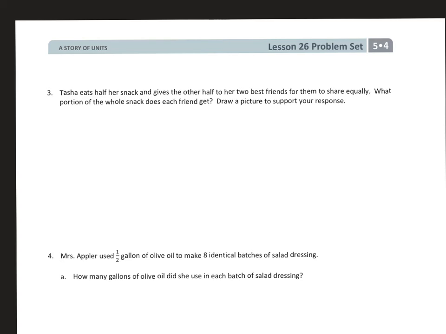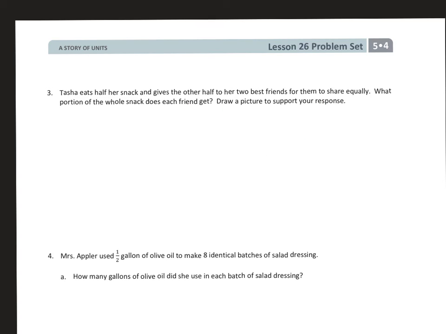All right, let's tackle this word problem. Remember, what I'm doing, you have to do in your book. It helps you keep notes, and it's great when you want to use them on a test or a quiz. So here's the question. It says, Tasha eats half her snack and gives the other half to her two best friends for them to share equally. What portion of the whole snack does each friend get? Draw a picture to support your response.